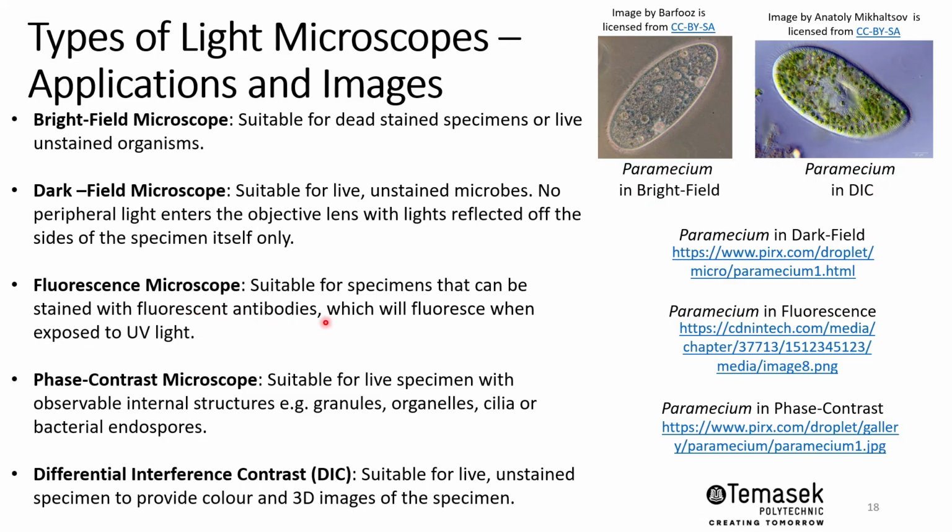Antibodies can be coupled with a fluorescent dye. That fluorescent dye will fluoresce and give off energy when you expose it to UV or certain lasers. Again, if you're interested, you can compare how they look between the different microscopes. I've included a link here that will direct you to how a paramecium looks under a fluorescent microscope. Phase contrast microscopes are suitable for live specimens with observable inner structures such as your granules, your cilia, your organelles. Again, I have included a link here if you're interested to take a look at how a paramecium looks under a phase contrast microscope.